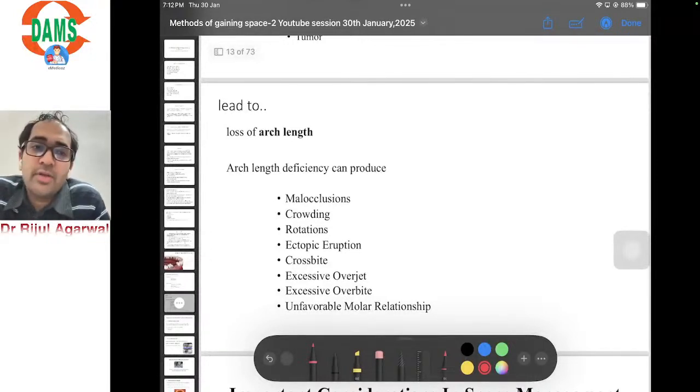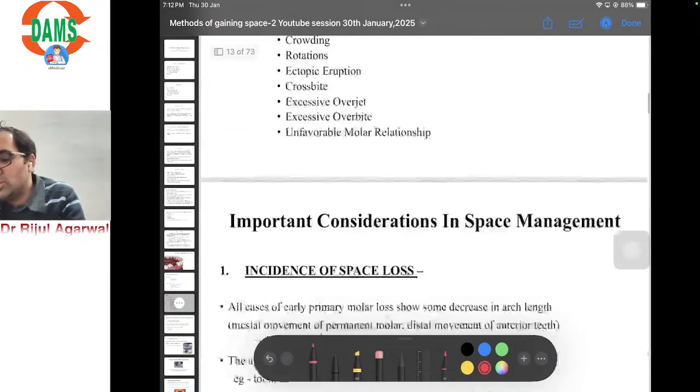So what will happen? It will lead to loss of arch length. Why? Because, as we know, the teeth have a mesial erupting tendency. So if the tooth in front of the lost tooth is lost, the teeth will get mesially migrated, leading to decrease in the arch length. So what will it lead to? It will lead to the development of full-blown malocclusion: crowding, rotations, ectopic eruption, or crossbite, and can lead to excessive overjet and underbite or unfavorable molar relationships.